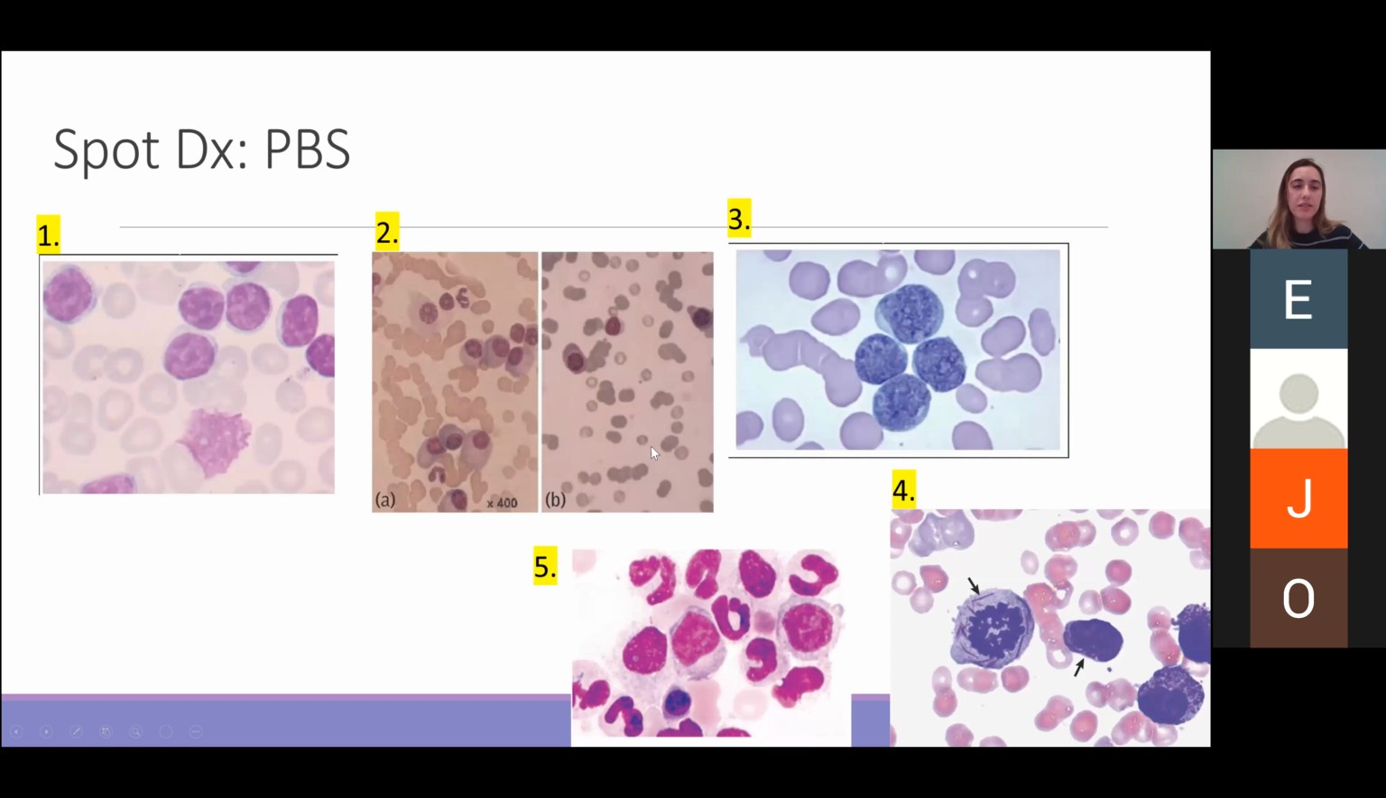Okay, so this is a fun little spot diagnosis thing. So basically, I'll give you a little go at having a look at them and having a think what they could be.